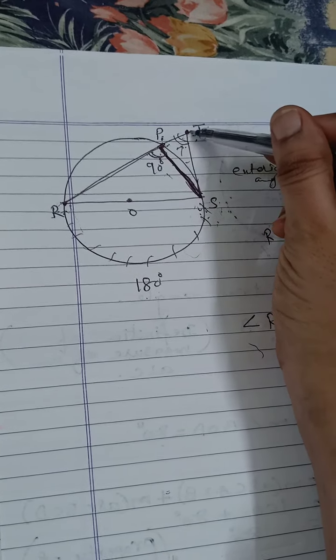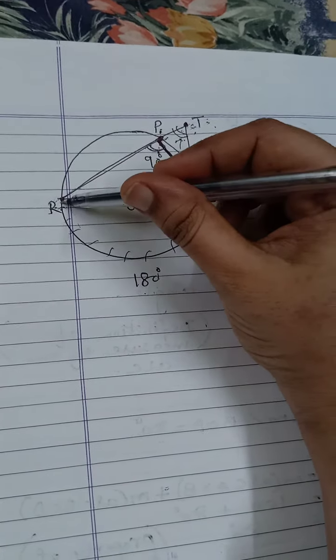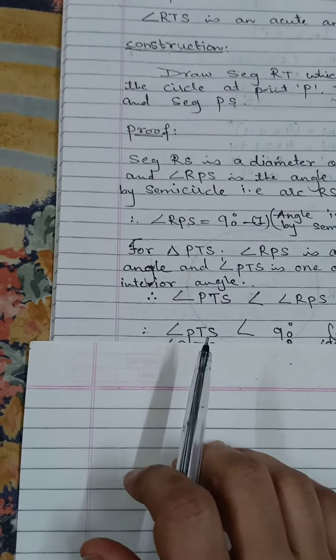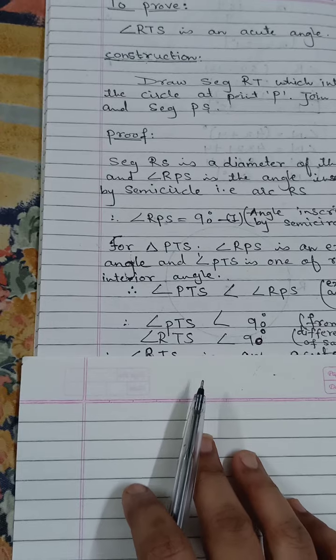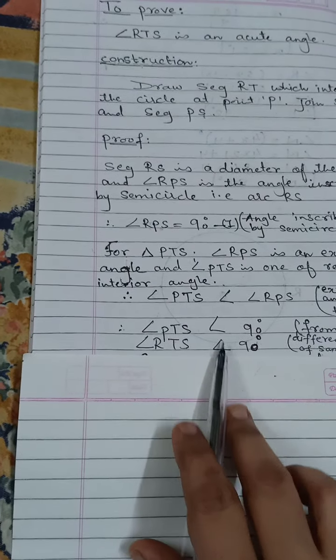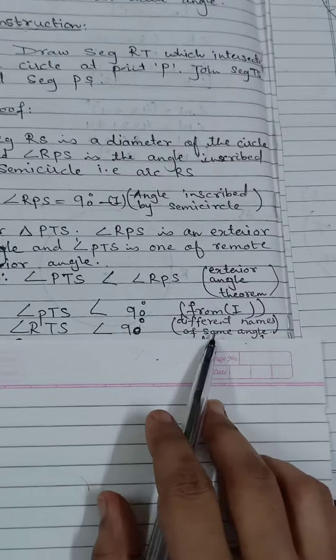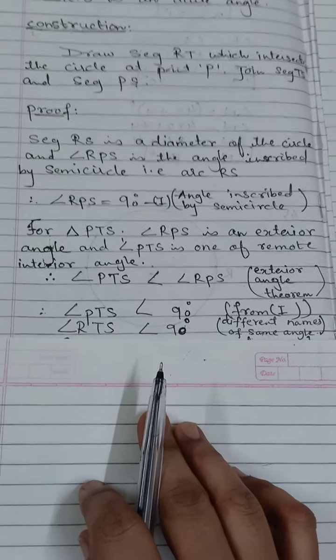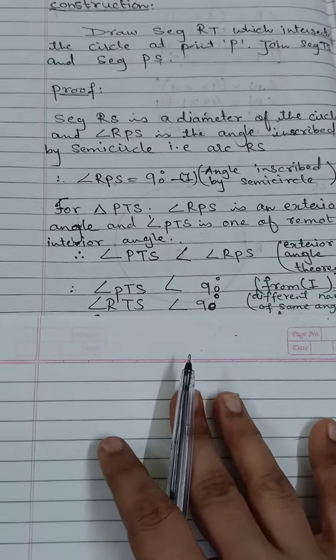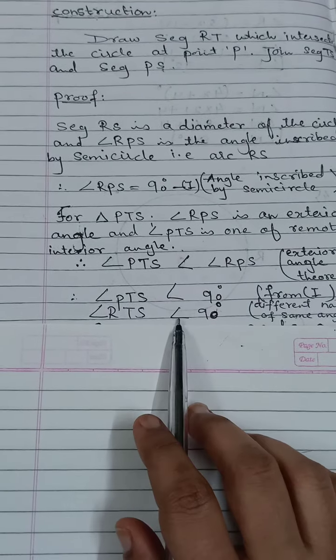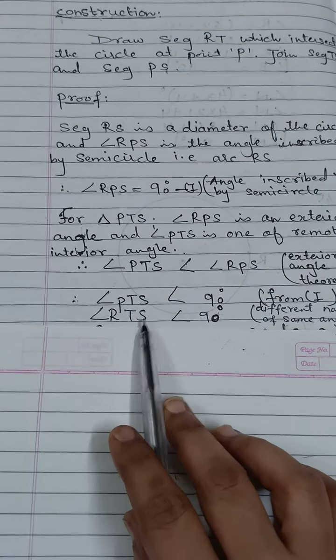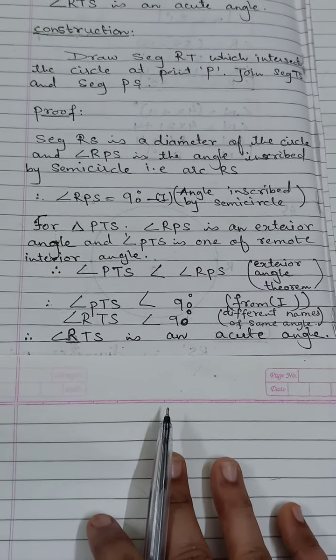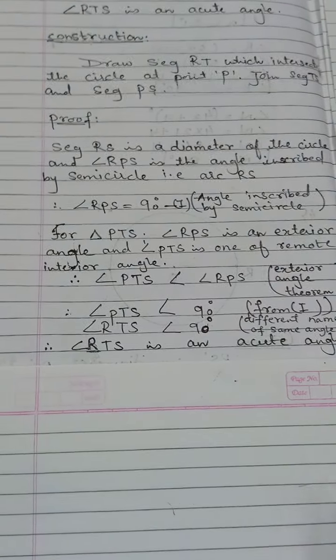So in place of PTS we can write RTS. Here in place of this PTS I will take angle RTS, which is again less than 90 degrees. The reason is that I have taken different names of the same angle. That means the same angle is there, but we are taking it in a different way. Whenever an angle has a measure less than 90 degrees, it becomes an acute angle. So angle RTS is an acute angle. So we have proved what we wanted to prove.